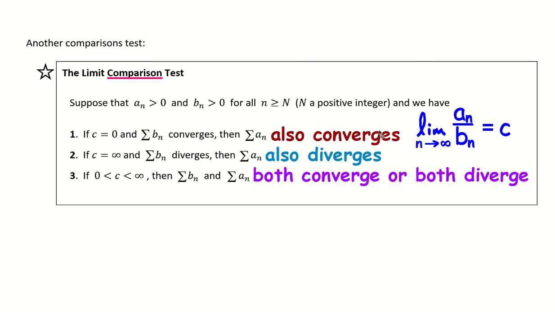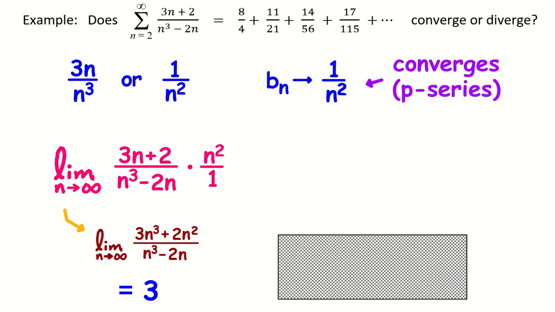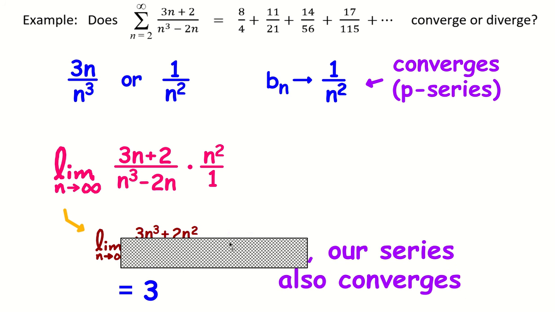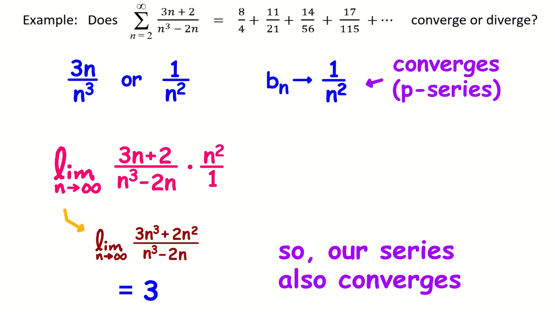But don't forget about this also, people. If you happen to get 0 as your limit, as long as your comparison series converges, you can come up with a conclusion. As well as this other situation, it seems like we're always getting this, but that's a good thing. This result means that our series is also going to converge.